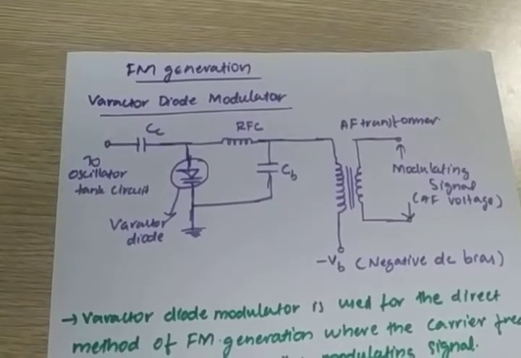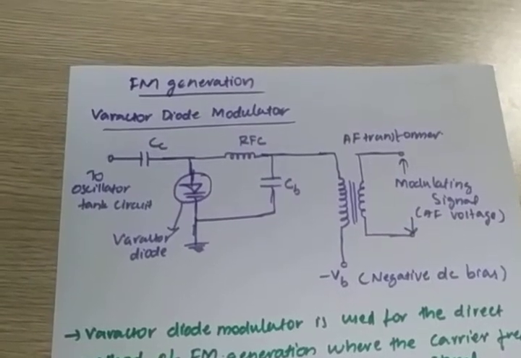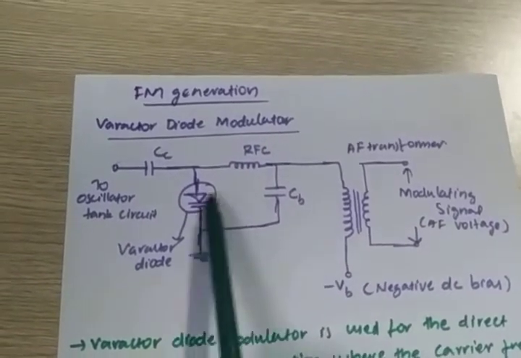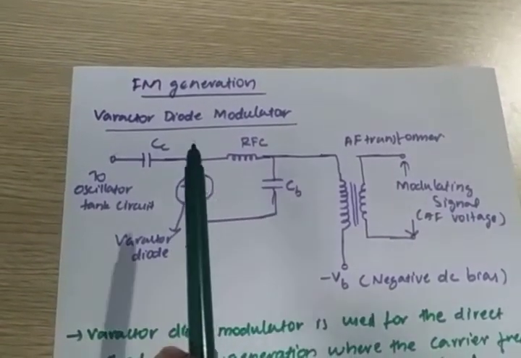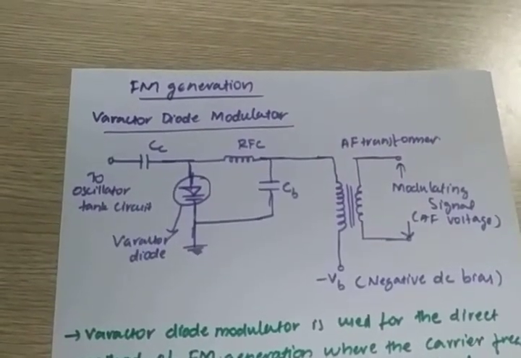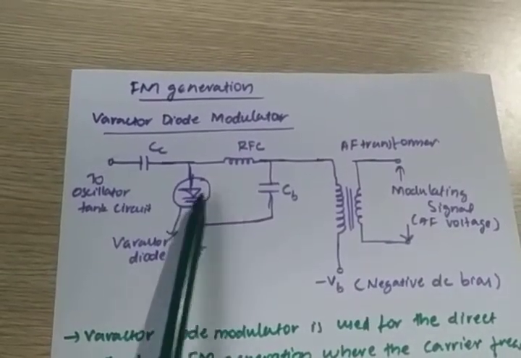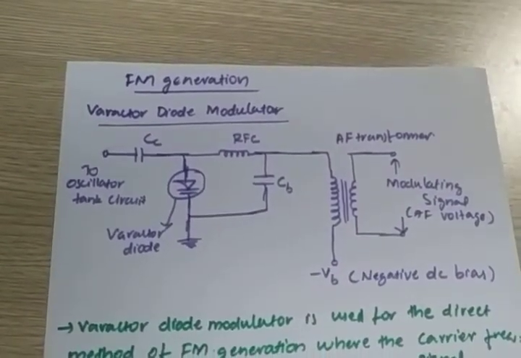We need to change either the capacitor value or the inductor value. Here what they are doing is, instead of a capacitor they connect the varactor diode. So here the varactor diode acts as a capacitor in the tank circuit. When you vary the junction capacitance of this varactor diode, definitely the tank circuit capacitance is changing.